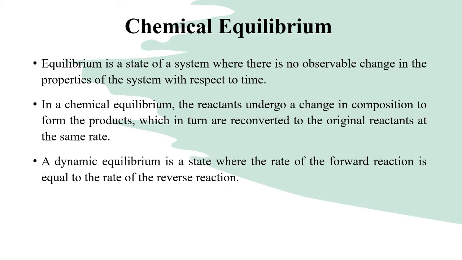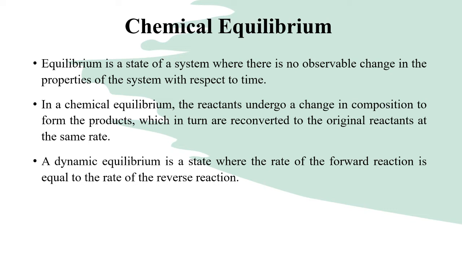While the saturated solution is an example of what? Dynamic equilibrium. Dynamic equilibrium can occur during a physical change or a chemical change that is reversible. Dynamic equilibrium involving a physical change is referred to as physical equilibrium, while that involving a chemical change is known as chemical equilibrium. In a chemical equilibrium, the reactants undergo a change in composition to form the products, which in turn are reconverted to the original reactants at the same time.